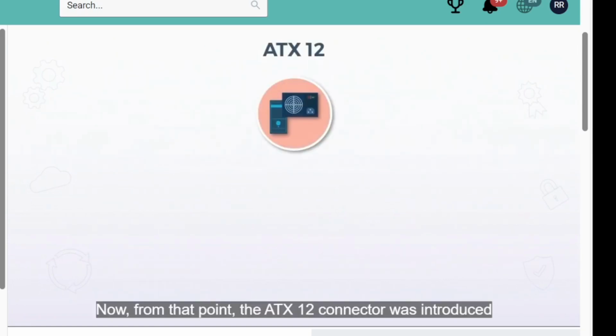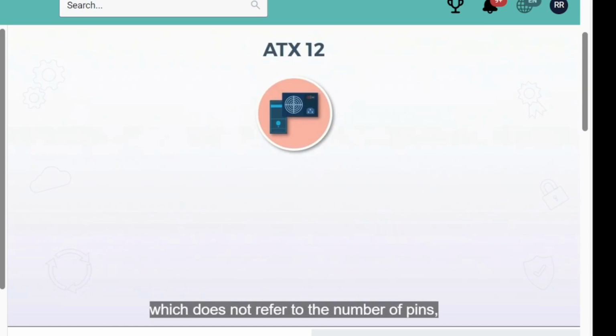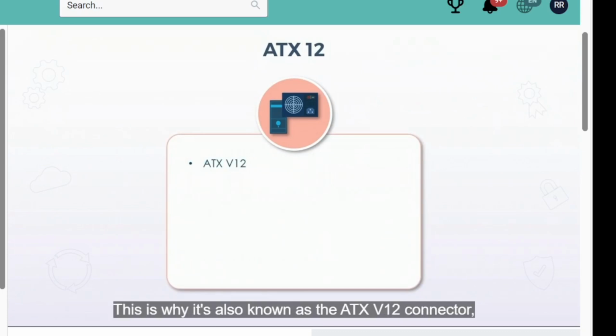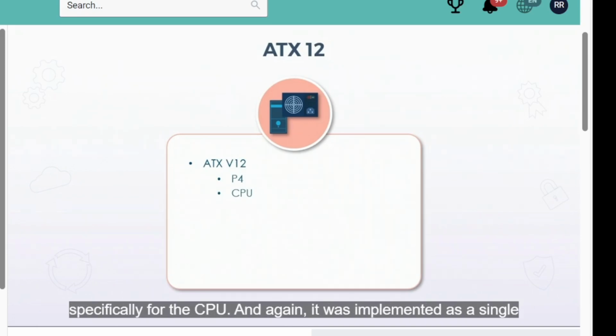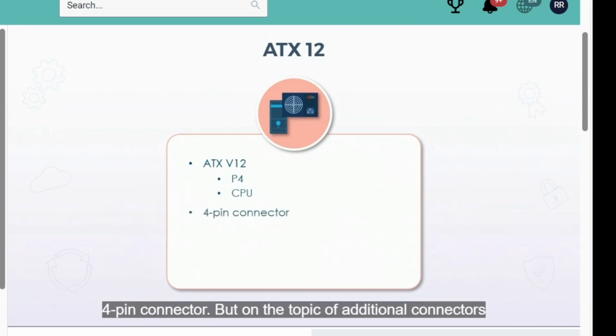Now from that point, the ATX 12 connector was introduced, which does not refer to the number of pins. Rather, it refers to the voltage. This is why it's also known as the ATX V12 connector, and it only in fact had 4 pins, so you might hear it referred to as a P4 connector in that regard, but this was typically for the CPU only. So we still had the 20-pin connector for the motherboard, but then newer processors required this additional connector specifically for the CPU. And again, it was implemented as a single 4-pin connector.